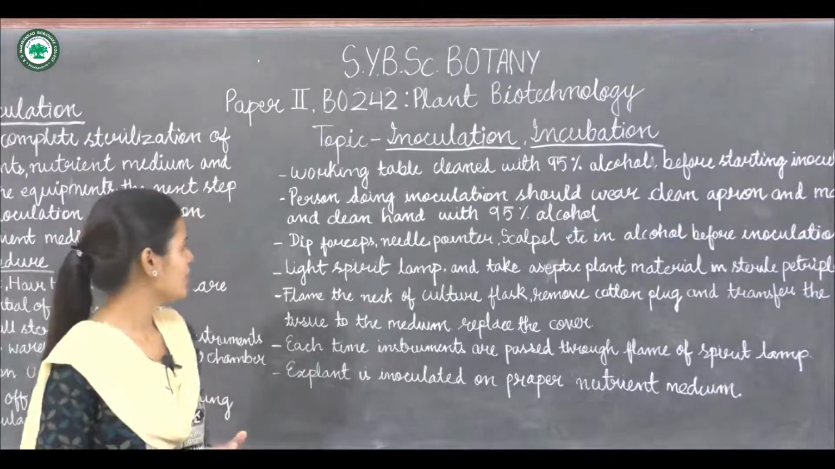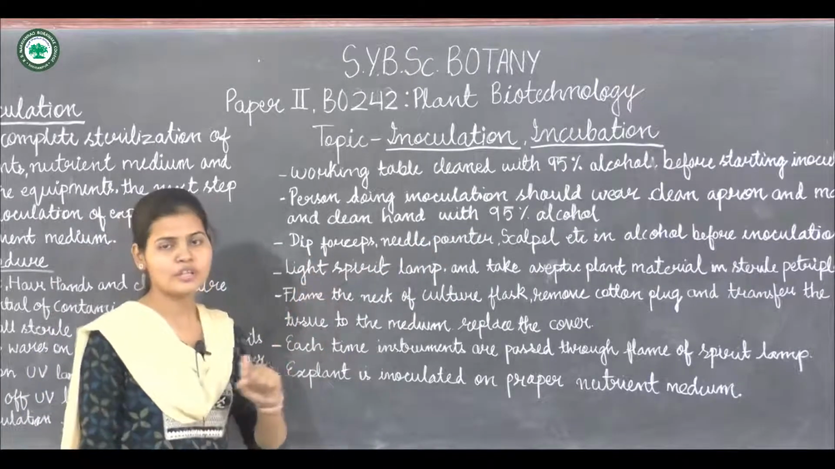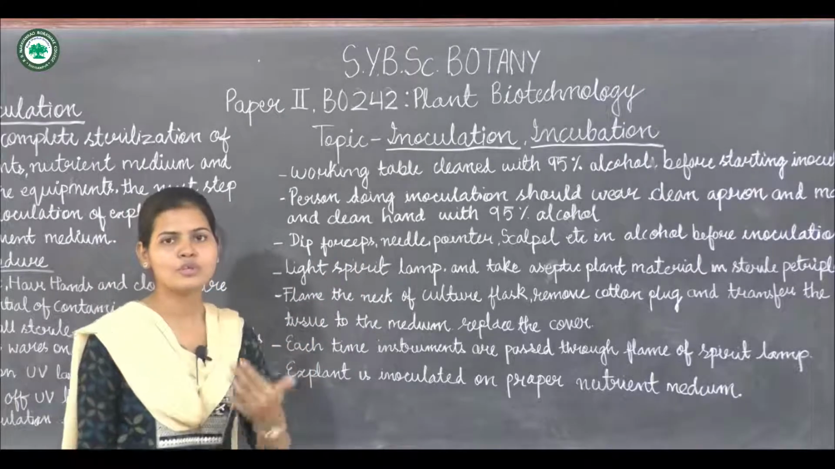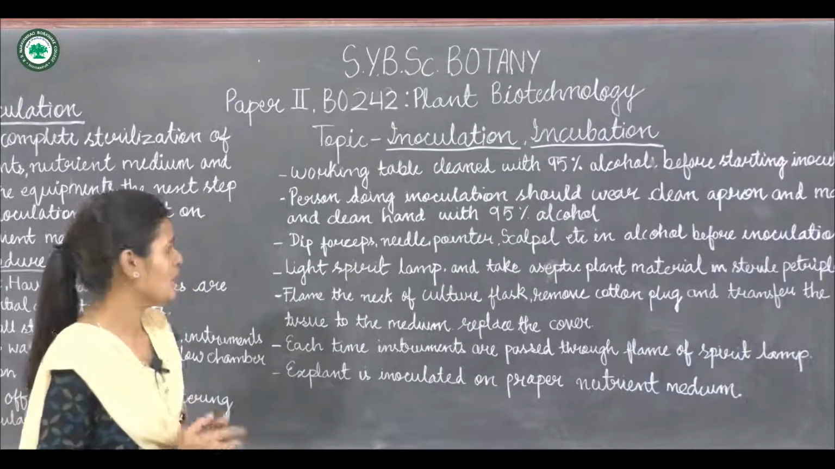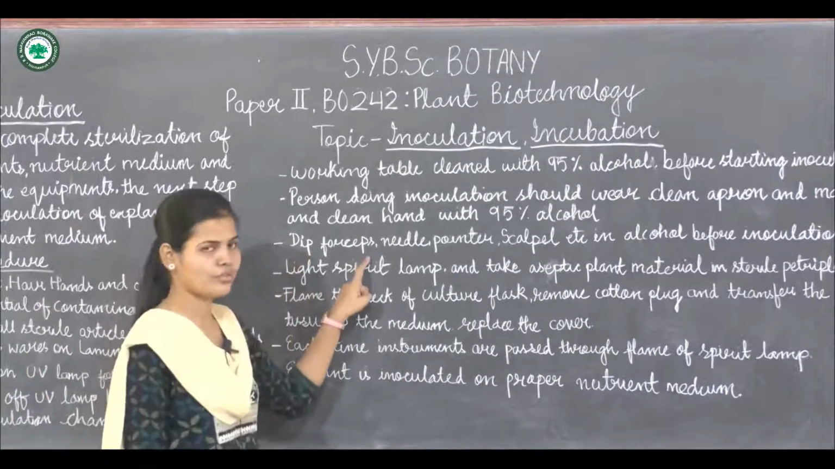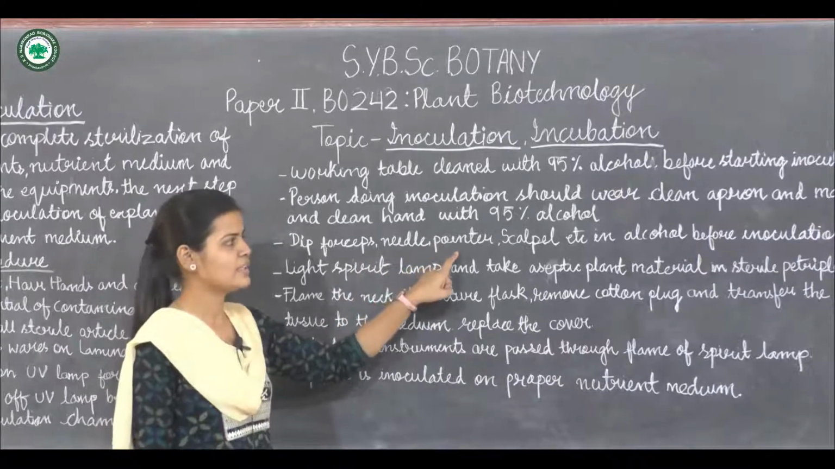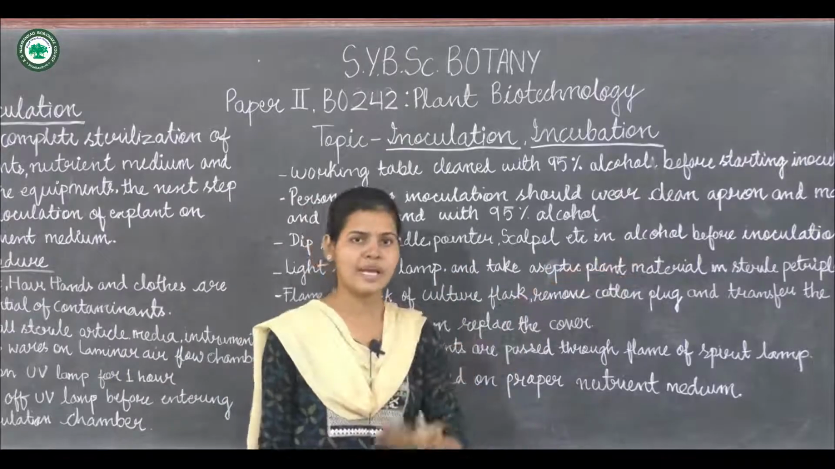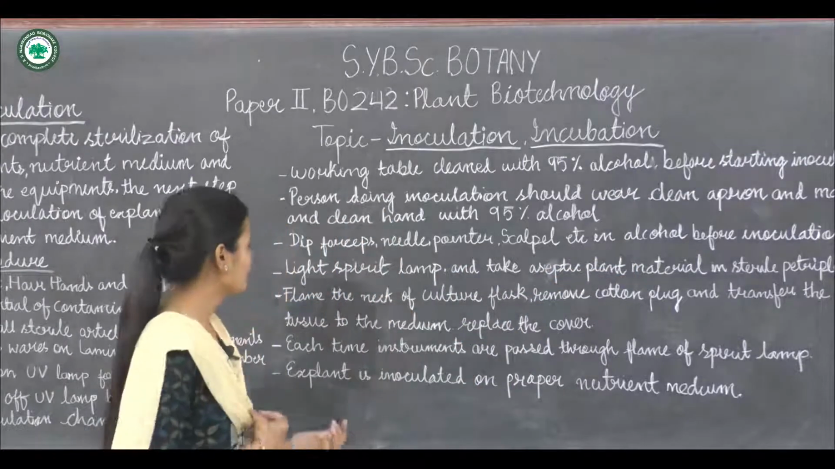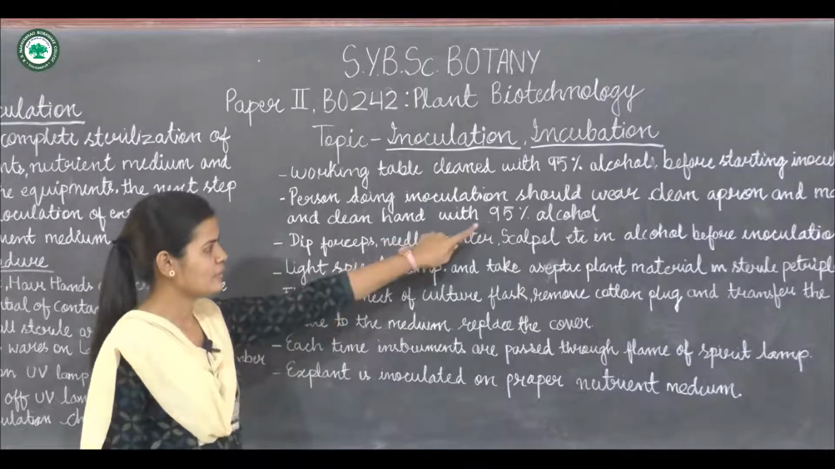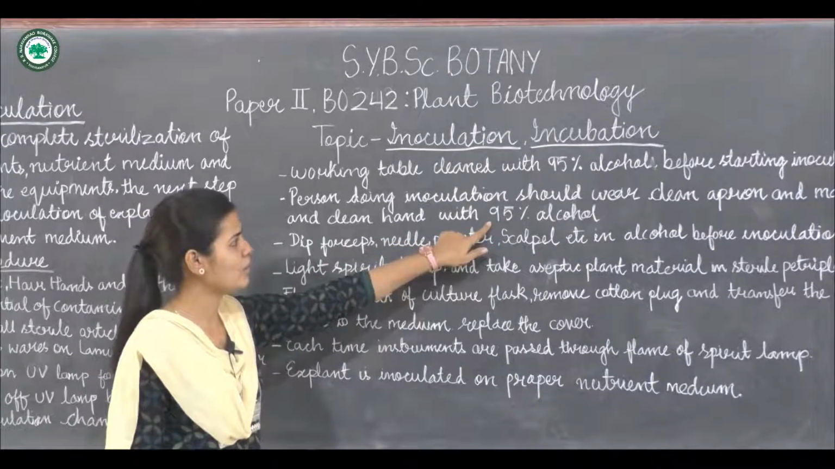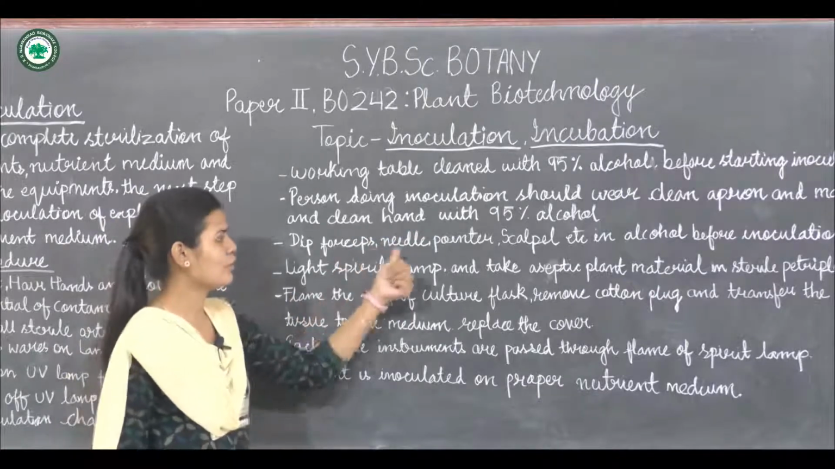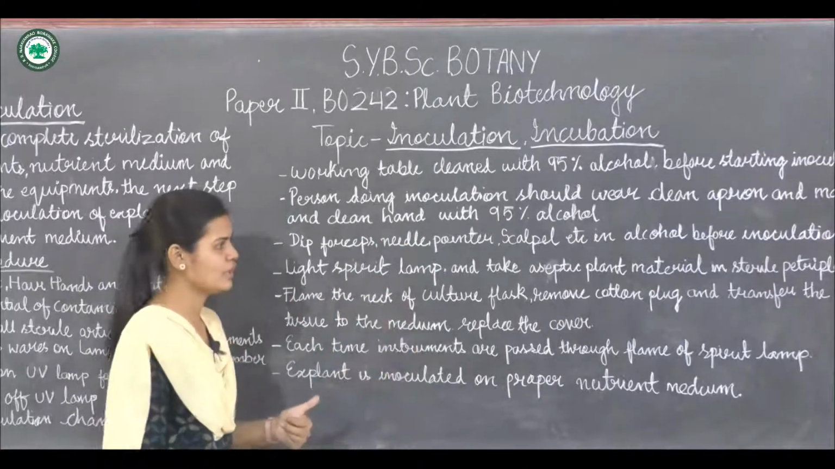After this, all the equipment which we are going to use for inoculation should also be put into alcohol. So dip all the forceps, needle, scalpel, pointer, everything we are going to use, in alcohol before the actual inoculation process starts. So we use 95% alcohol for cleaning the entire working area, and also for all the equipment which we are going to use for the inoculation.